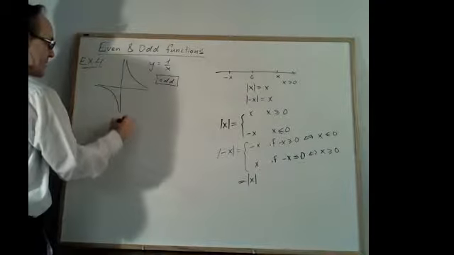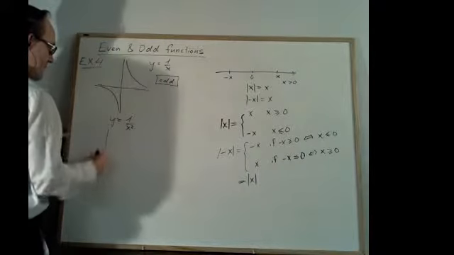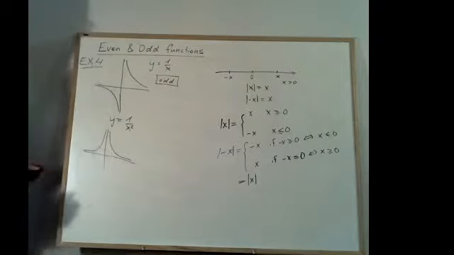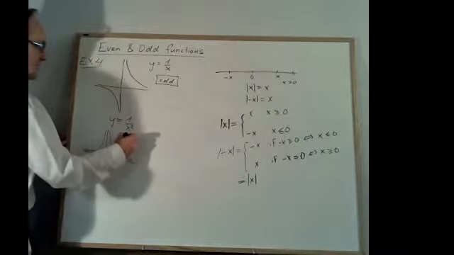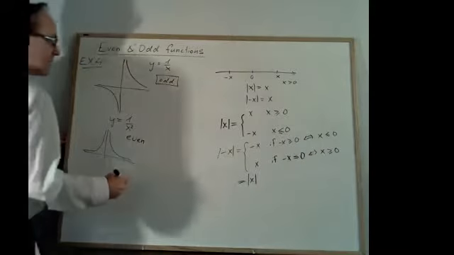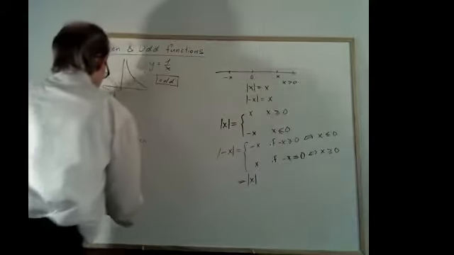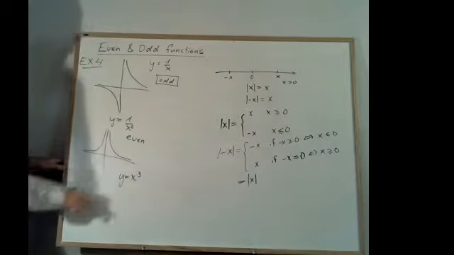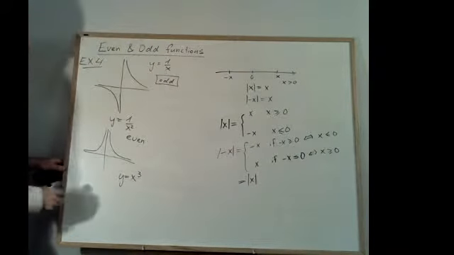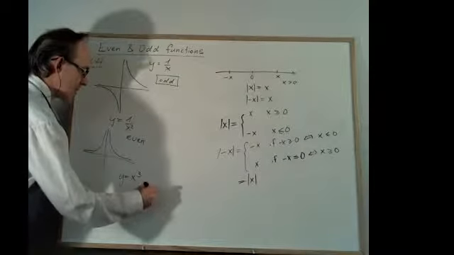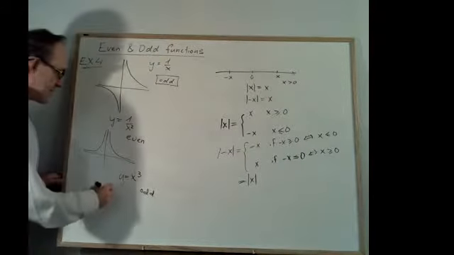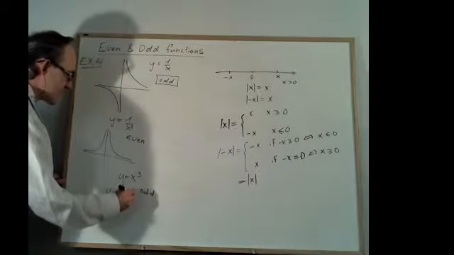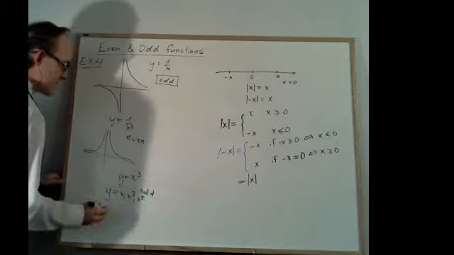The inverse square, like this, is reflection symmetric about the y-axis, so that's even. The function y equals x cubed is odd. If you plug in minus x into that, then you get minus x cubed. So you can see that any odd power of x is going to be odd.